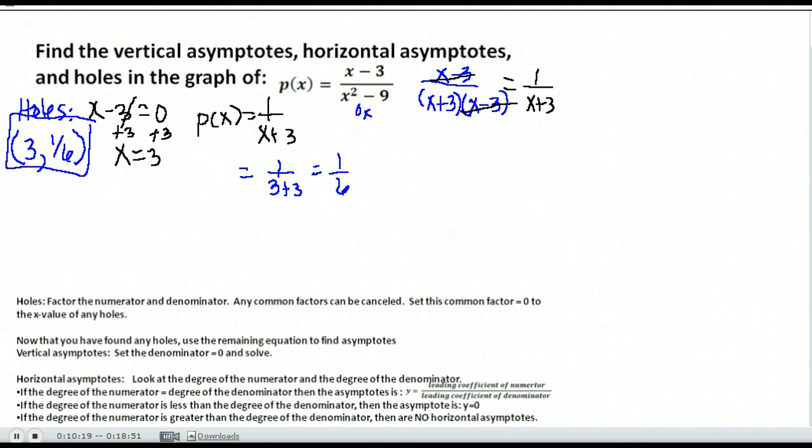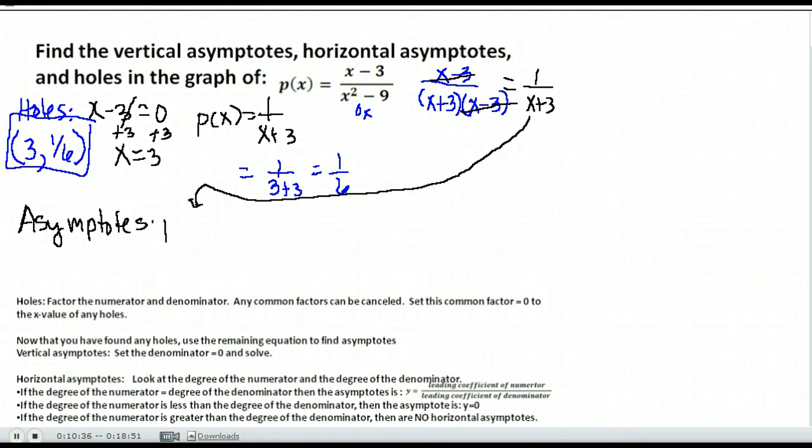Okay, so there is our hole. Now we can go find our asymptotes. The reason we want to find holes first is because when you're finding asymptotes, you don't want those holes to be included in your function. So when we're finding asymptotes, we just use whatever is left. Okay, after we've canceled for our holes, this is what is left of our function, 1 over x plus 3.